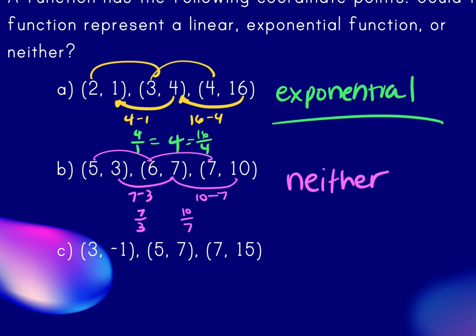Why is the first one exponential? Because the second term divided by the first is the same as the third term divided by the second. They both are 4, right? 4 over 1 and 16 over 4 both are 4.